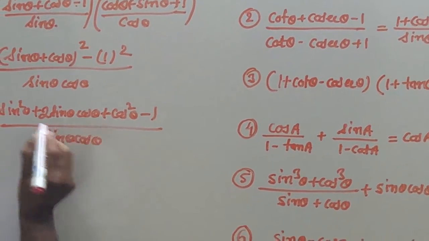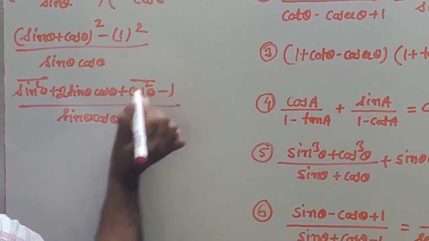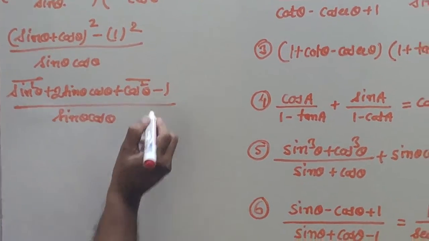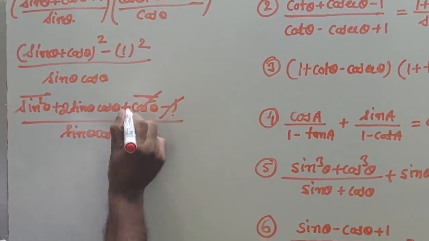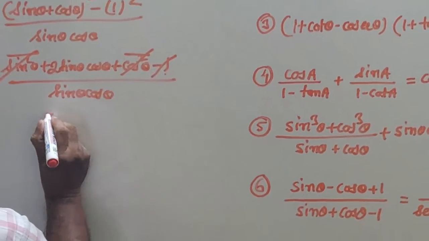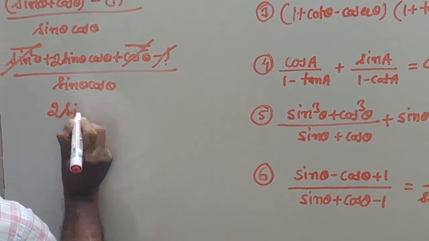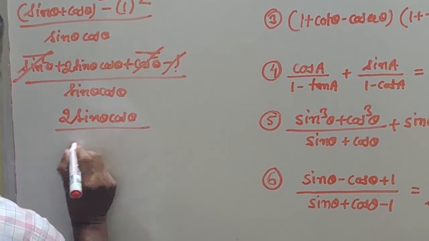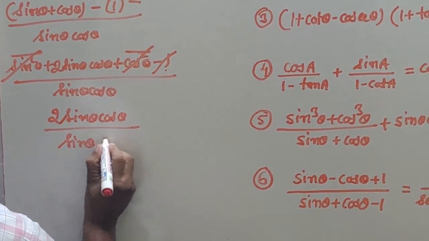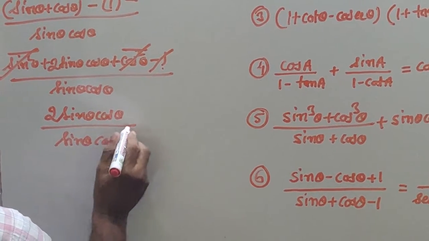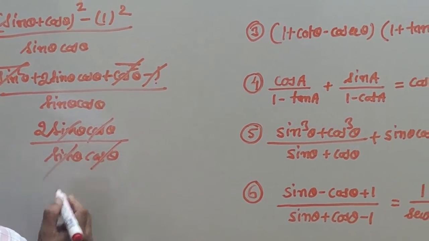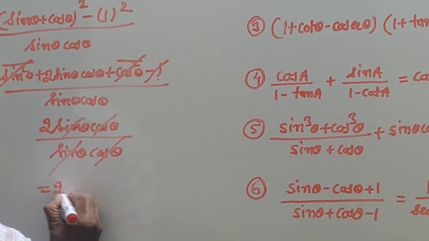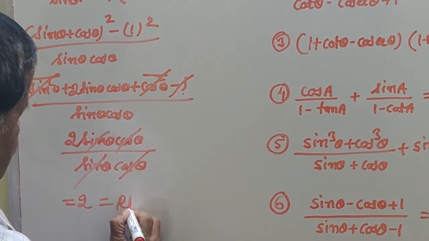Now you know that sin square theta plus cos square theta is already 1, and this minus 1 will get cancelled with this. What will remain here? 2 sin theta cos theta upon sin theta cos theta. Now this cos theta will go, sin theta will go. What will remain here? 2, that is your RHS.